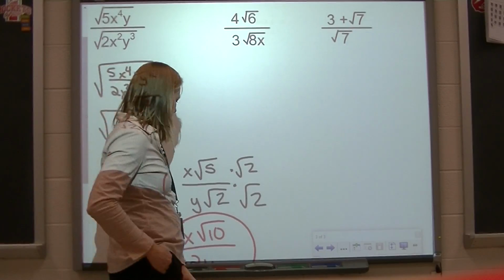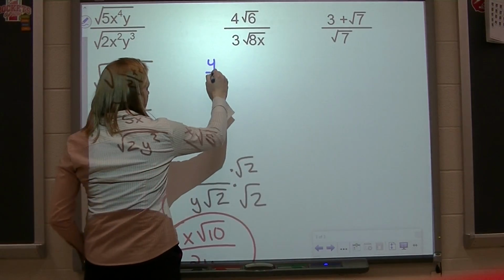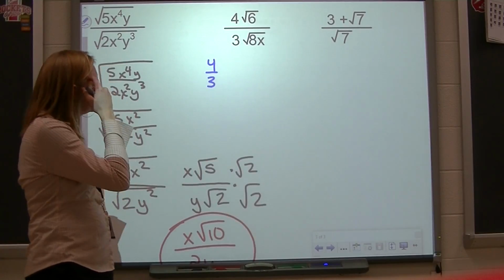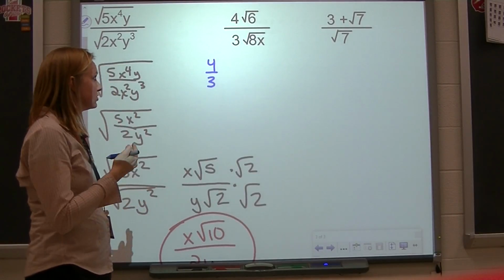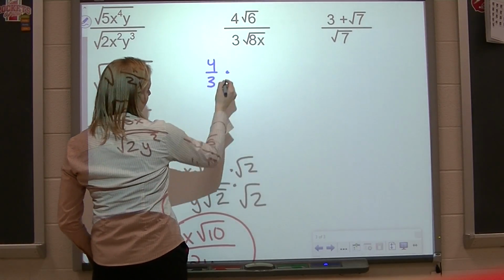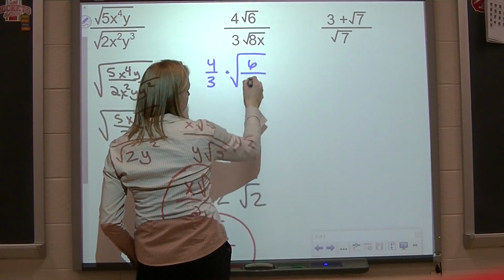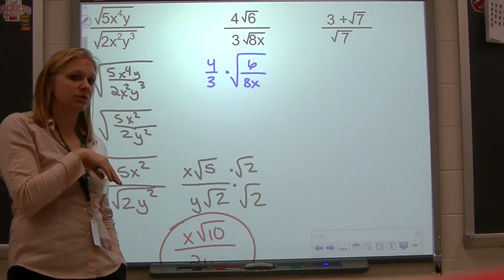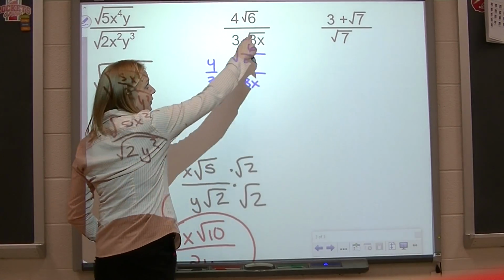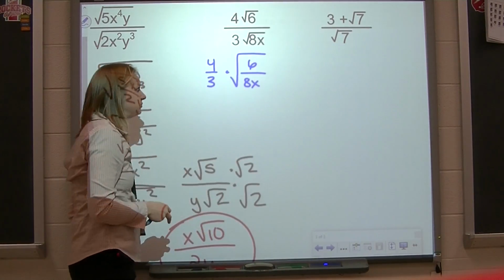Okay, so this next one here, we have our 4/3 out in front. Okay, so we're going to keep it out in front. But then we also have to take note that it's the square root of 6 over the square root of 8x. So I could rewrite this as 4/3 times the square root of 6 over 8x, because remember with fractions you multiply straight across. So this would basically be 4 times the square root of 6, which is what that is, and 3 times the square root of 8x, which is what that is.